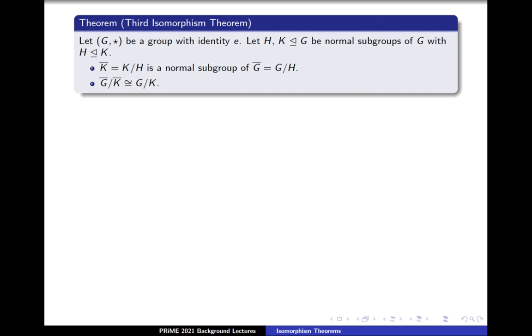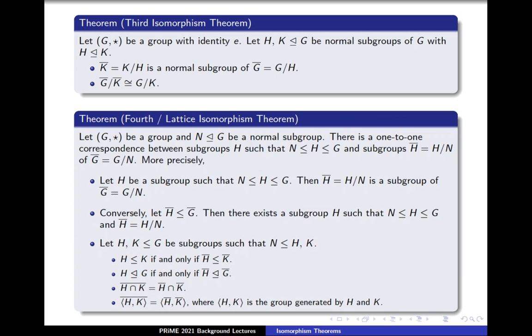Next, let's look at the third isomorphism theorem. Let G with binary operation star be a group with identity e. Let H and K be normal subgroups of G, with H a normal subgroup of K. Then we can consider K bar, which is K mod H. K bar is a normal subgroup of G bar, which is G mod H. And so G bar mod K bar is isomorphic to G mod K.